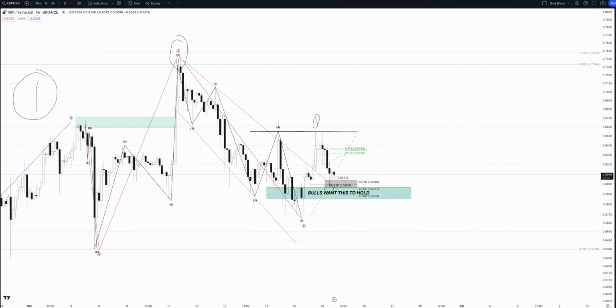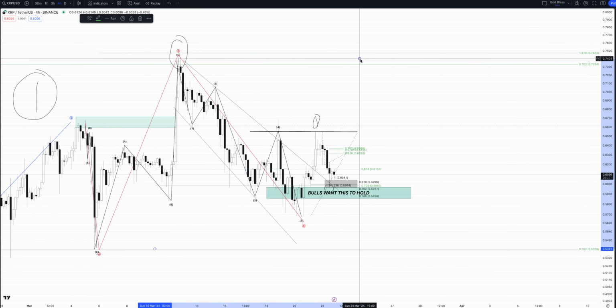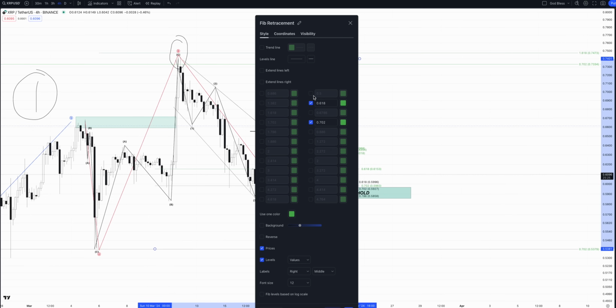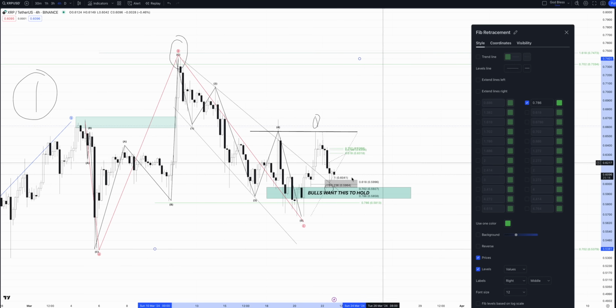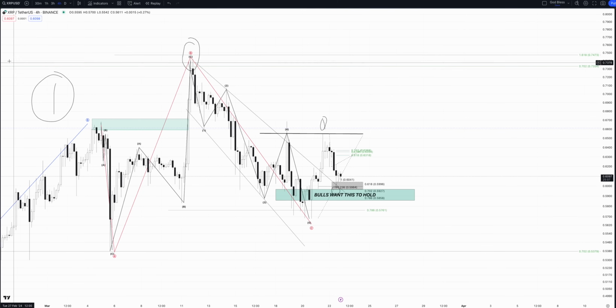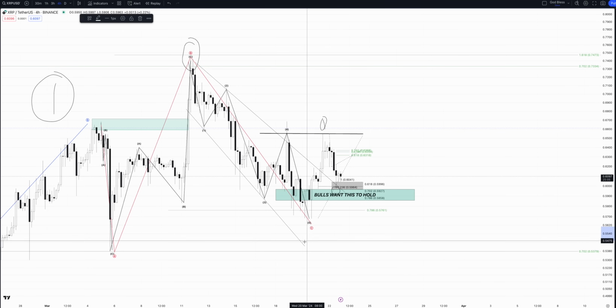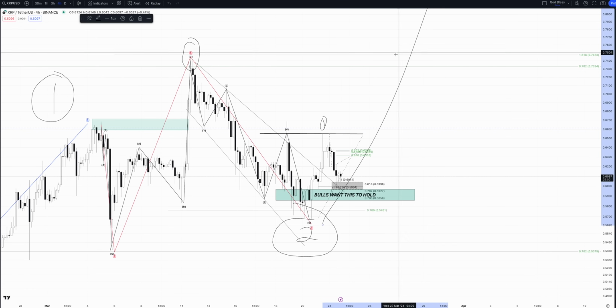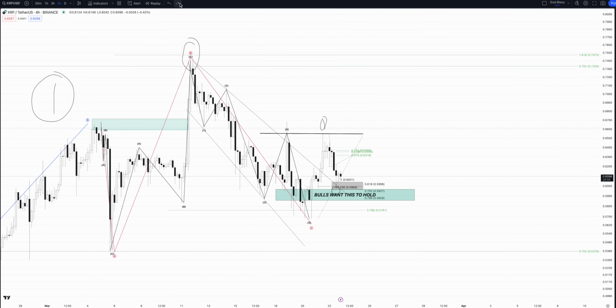finding support at the 786. Okay? See how we found support at the 786? At 0.5761. So this scenario suggests that the correction is done. Okay? And then this is your wave 2, and now we're about to start our huge wave 3 to the upside. Okay? That's your first scenario.